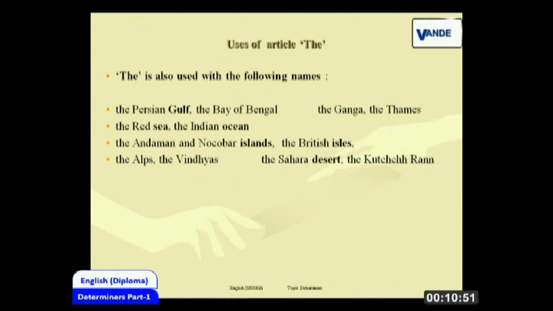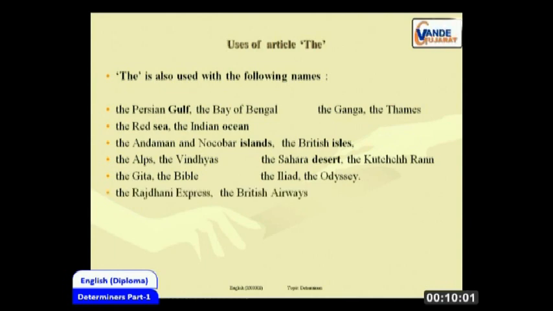Article the is used also before the names of mountain ranges: the Alps, the Vindhyas. Also before the names of deserts: the Sahara Desert, the Rann of Kutch. Article the is also used before the names of sacred books: the Gita, sacred book for the Hindus, the Bible, a sacred book for the Christians. Also, we make use of article the before great works of literature, Iliad and Odyssey. These are the great epics written by Greek poet Homer, and that's why we put article the before them: the Iliad, the Odyssey.